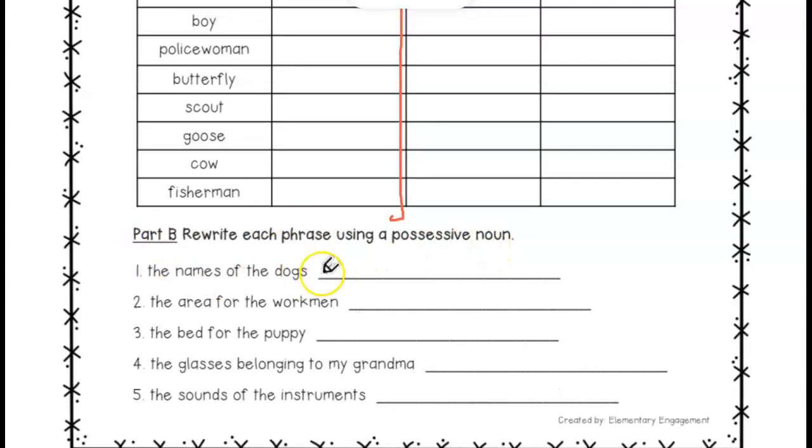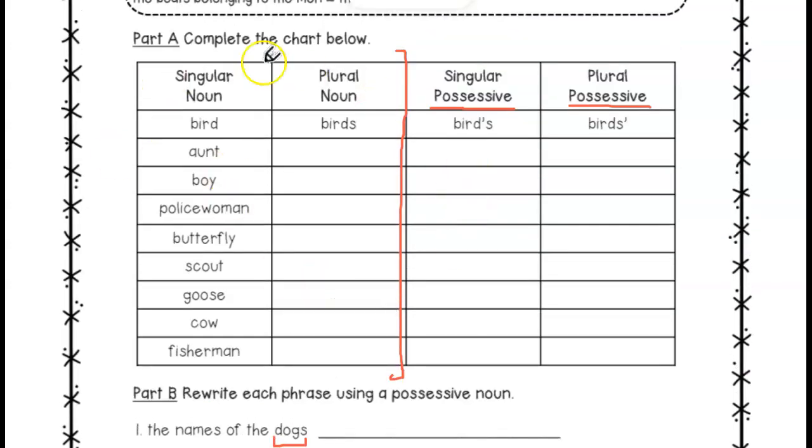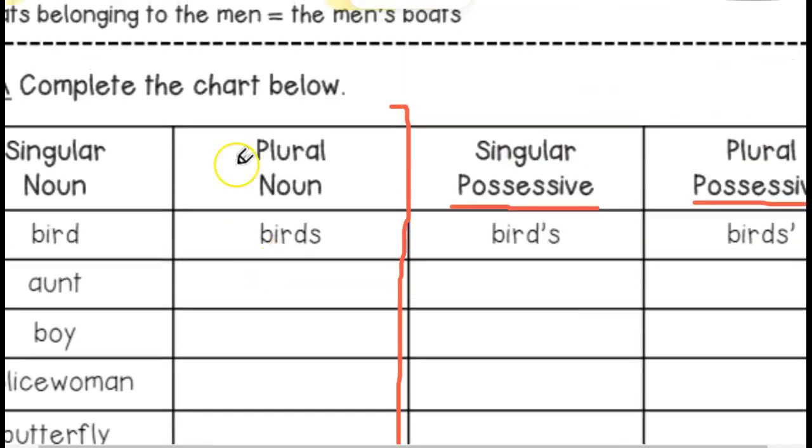Part B is a little bit more simple. You're rewriting each phrase using a possessive noun. So the names of the dogs, the dogs' names. I want you to underline the word you'll be making possessive. We'll do some of those together as well. All right, let's go ahead and start at the top. Go ahead and grab a colored pencil, or you can be typing these out. I think writing will probably be easier though.